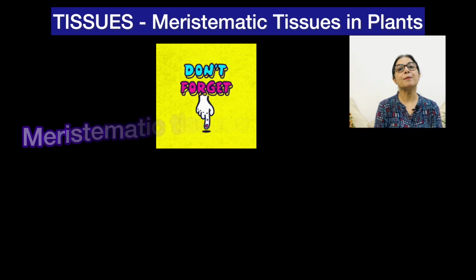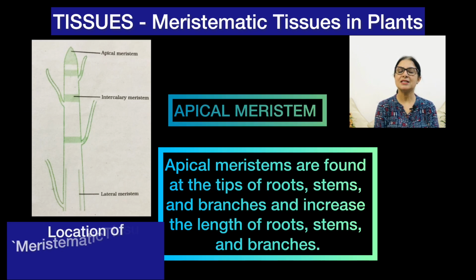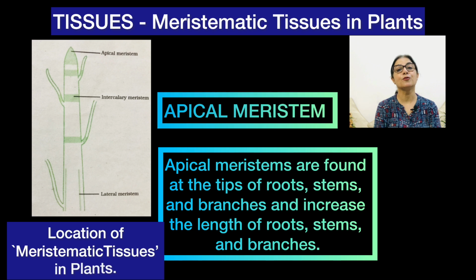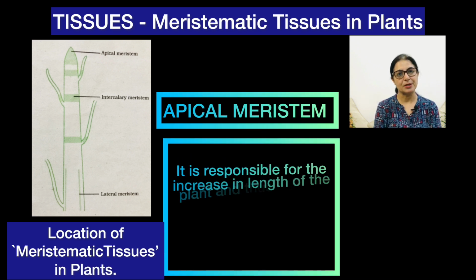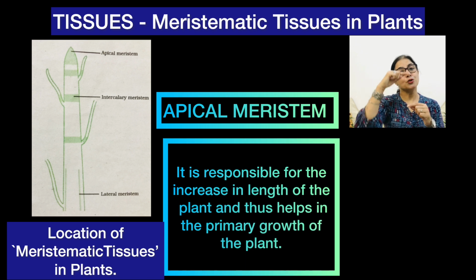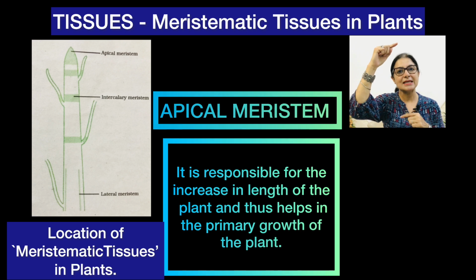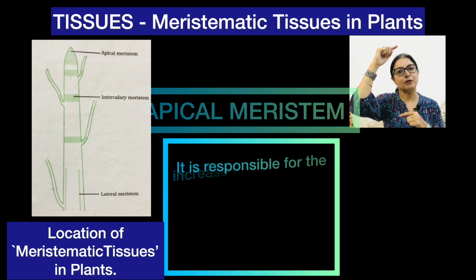Now first is the apical meristem. As you can see in the diagram, it is resulting in the growth of the apex. It can be a root apex or it can be a shoot apex, and because the shoot apex and the root apex are growing like this, it is resulting in the increase in the length of the plant.